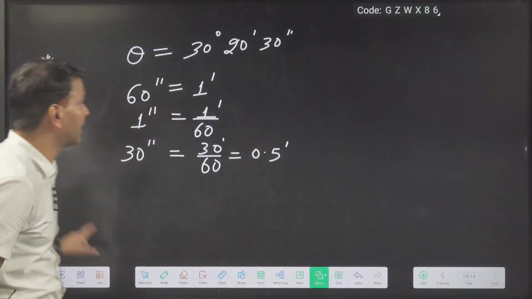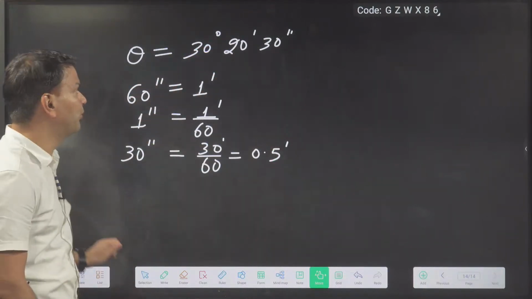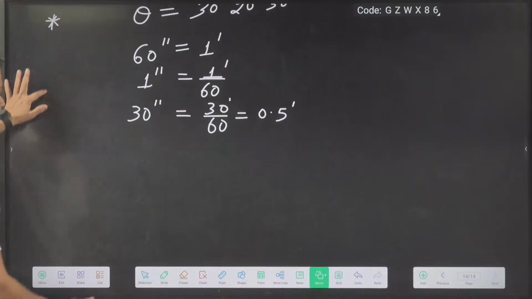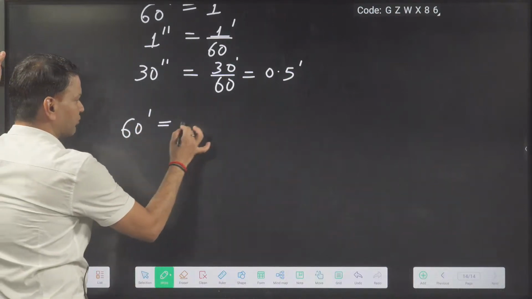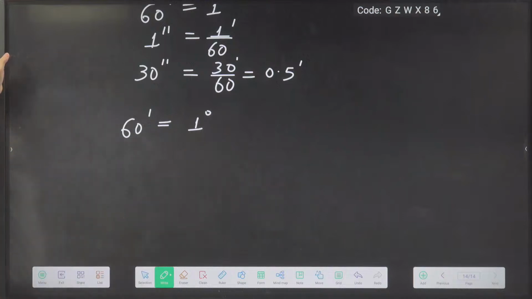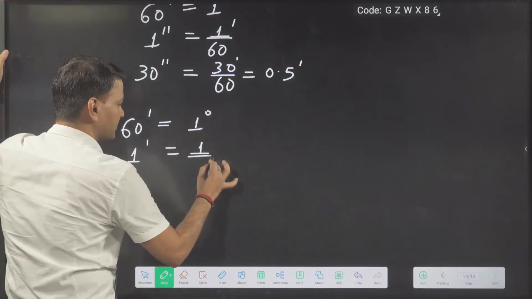Now total minute what I have? 20 already there, 0.5 this. So how much total minute we have? 20.5. Now for the minute what we will do? 60 minute is equal to 1 degree. So 1 minute is equal to 1 by 60 degree.